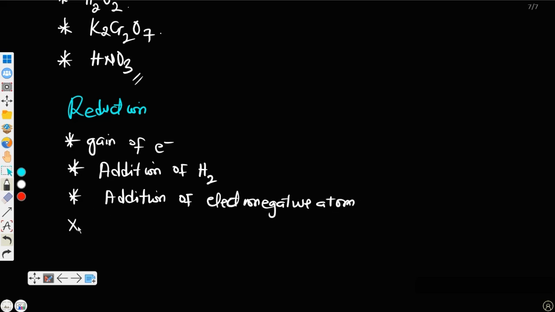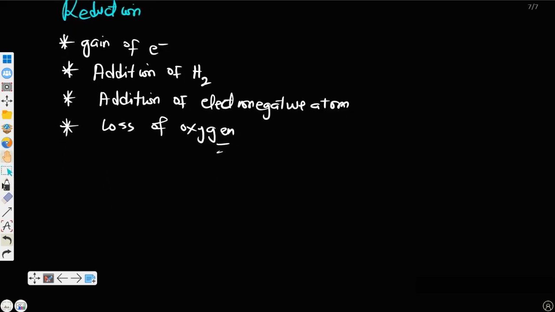You can also have it as what? Loss of oxygen. So oxidation and reduction are defined using the following terminologies. Is that okay? Now, the same reaction we've written before, you can also write them to illustrate a reduction reaction.